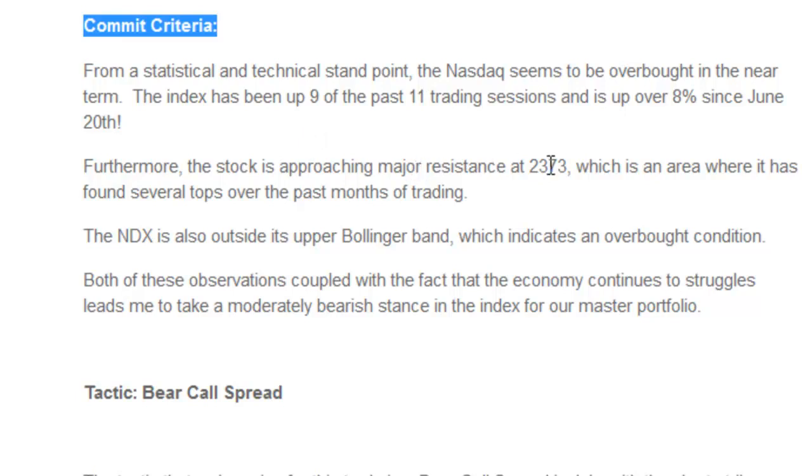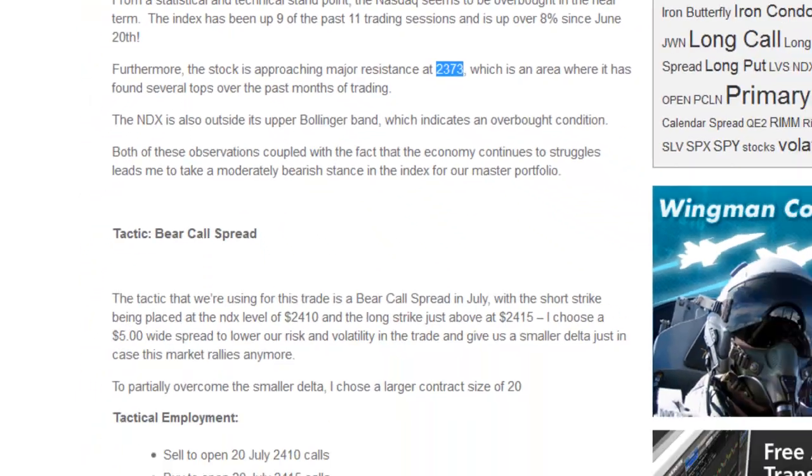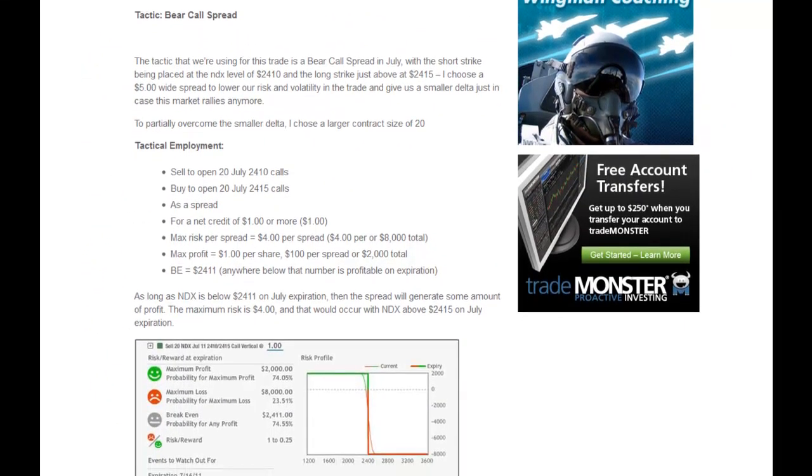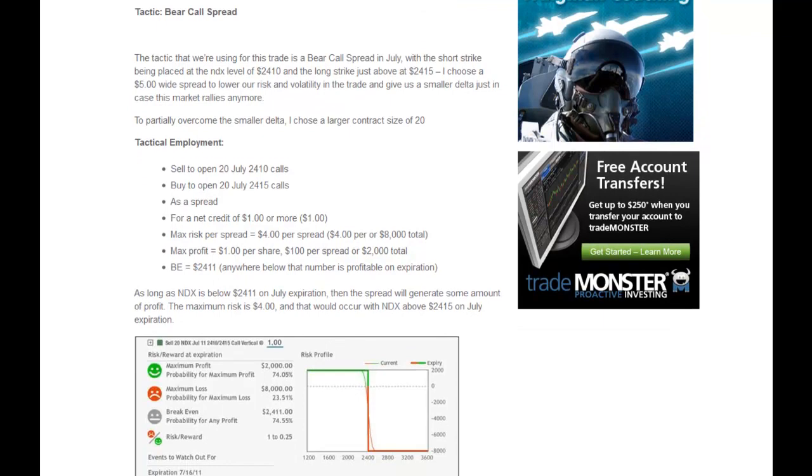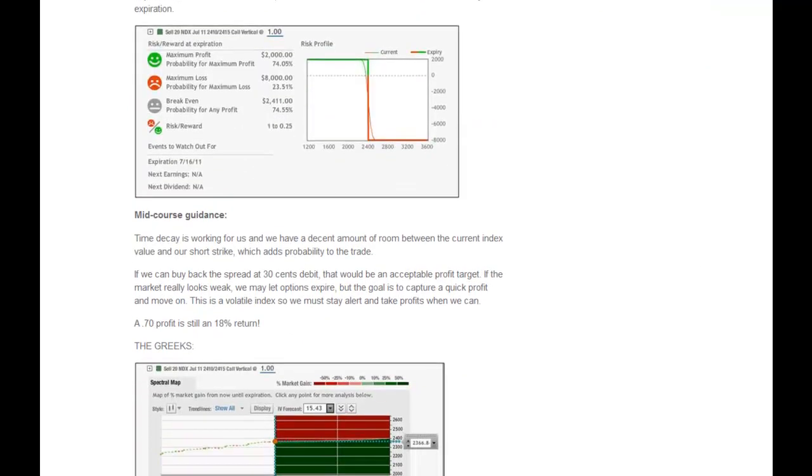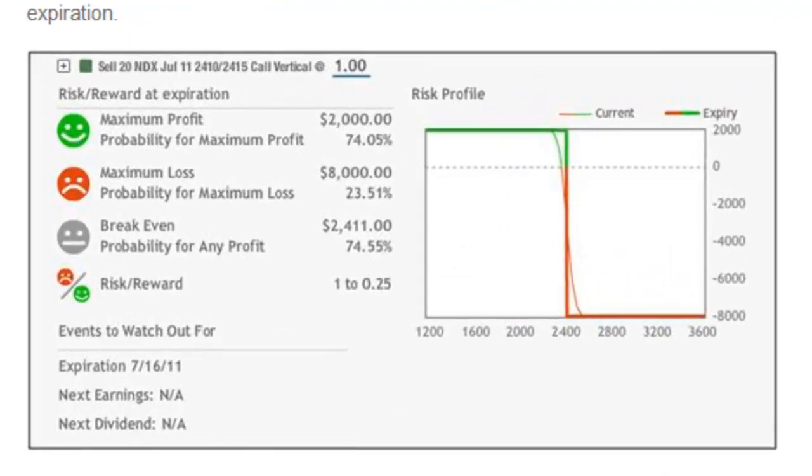And it's approaching major resistance at 2373, and it's hit there a couple times, up around this level, only to retreat. NDX is also outside its upper Bollinger band. Might indicate an overbought condition. So all of that, coupled with the fact that the economy is continuing to struggle, we're going to take a moderately bearish stance in our master portfolio. For our subscribers, we get into the actual tactic, the tactical employment, and the maximum profit, the maximum loss, and the break-even points.